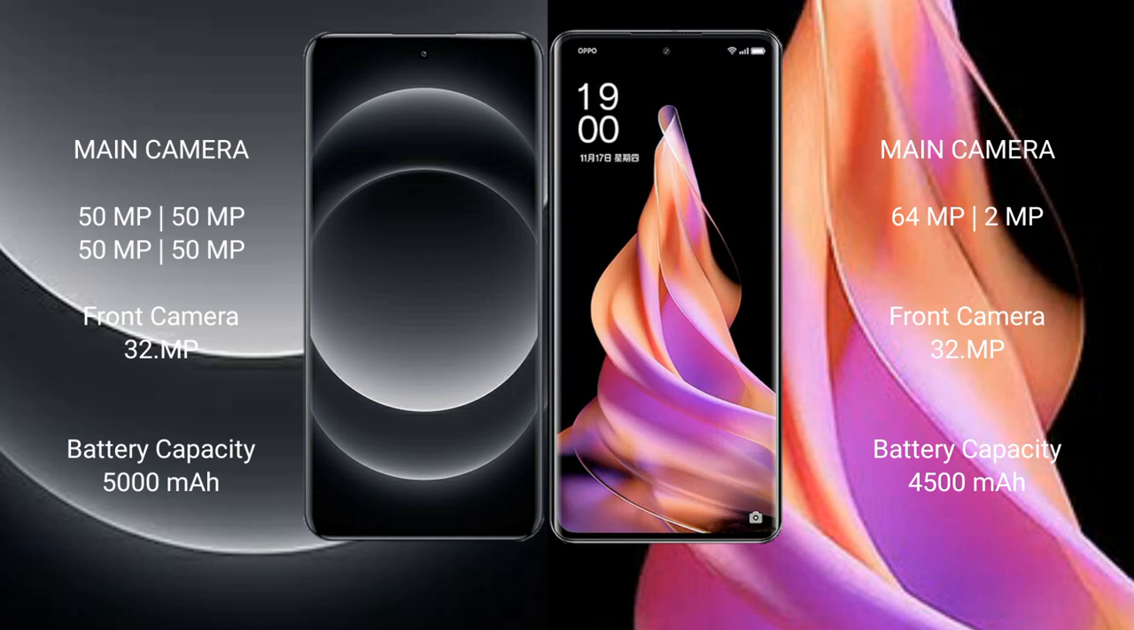Xiaomi 14 Ultra rear shot quad camera setup: 50MP plus 50MP plus 50MP plus 50MP, front camera 32MP. Oppo Reno 9 rear shot dual camera setup: 64MP plus 2MP, front camera 32MP.